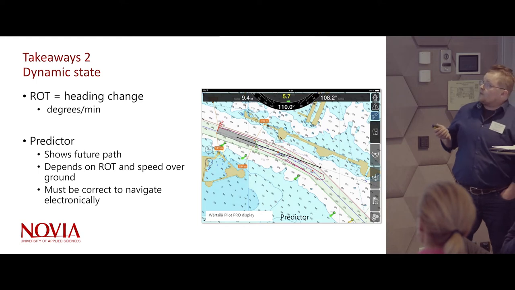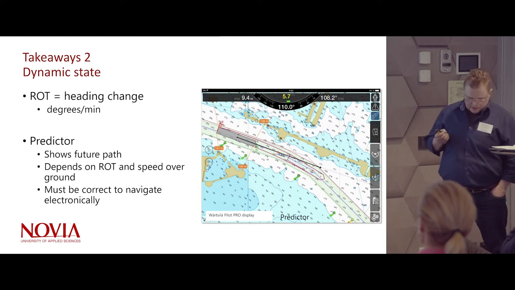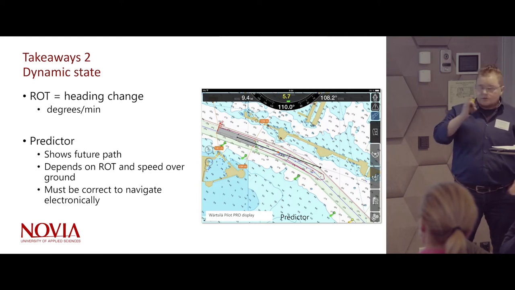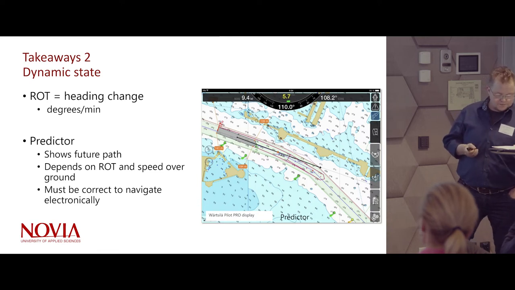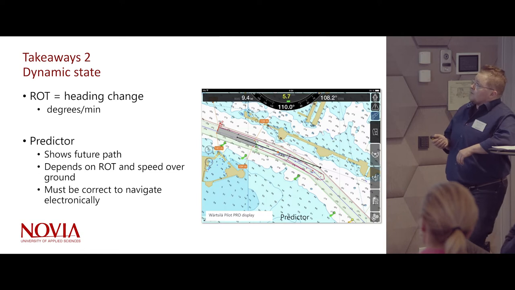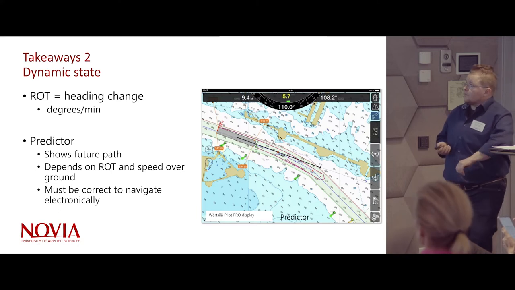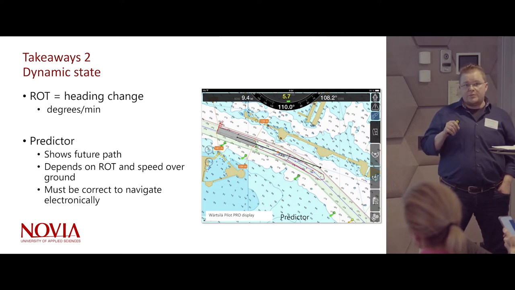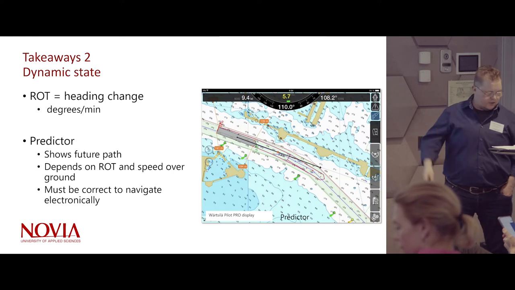another critical factor, dynamic state. The rate of turn is the most critical variable. It is a measure of change of heading in degrees per minute. If we are navigating electronically, we will have a path predictor to predict the ship's movement. This path predictor is based on rate of turn, which is a signal coming from the ship. If we cannot trust it, then we cannot trust the predictor. The predictor also depends on the speed over ground, so that also, surprise, surprise, comes from GPS. If the GPS is wrong, then that is totally nonsense.